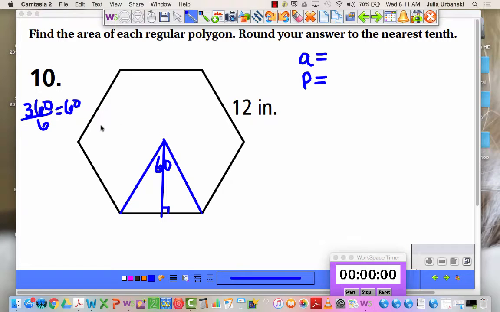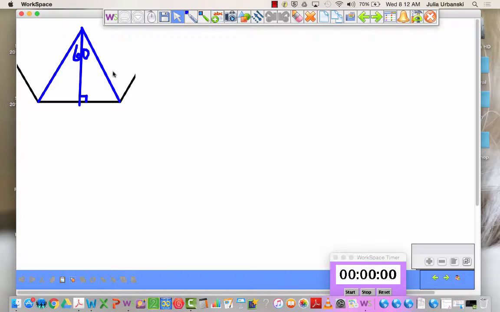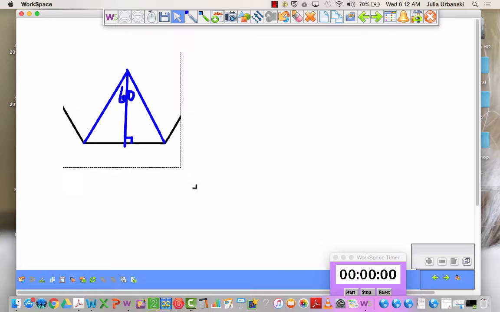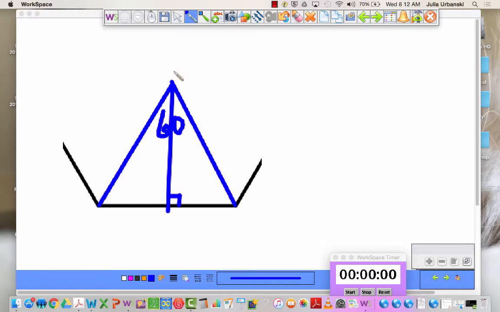Some of you right now stop and say, hey, that's a 30, 60, 90 triangle. I know how to do that. Okay, if you do, great. Use that shortcut. If you don't, the one that always works every time is SOHCAHTOA. So you can always go with that one also.